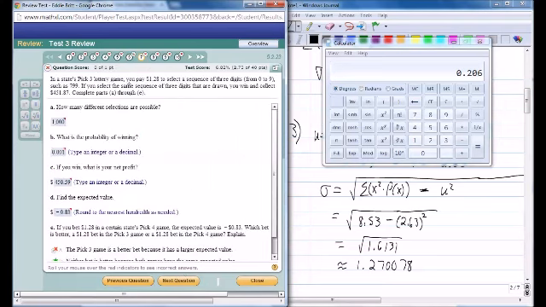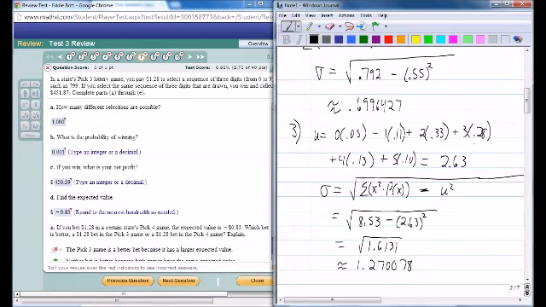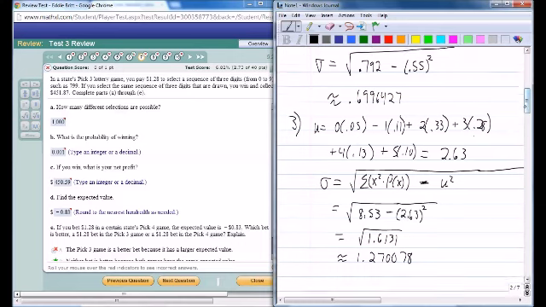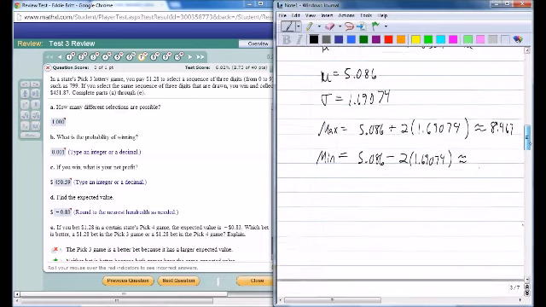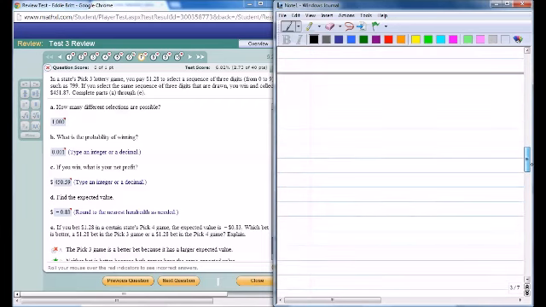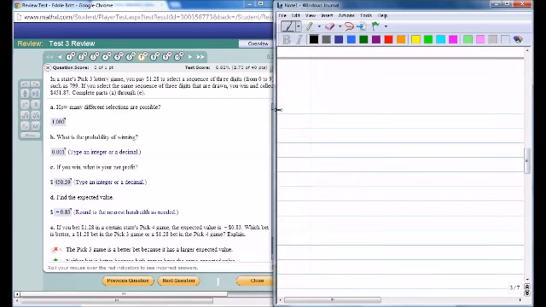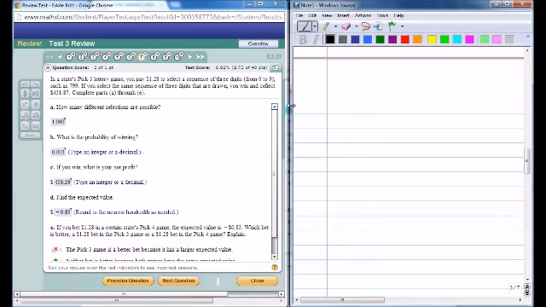Alright, this is an expected value problem. In the state's Pick 3 lottery game, you pay $1.28 to select a sequence of 3 digits from 0 to 9. So you have 10 choices for the first digit, 0 to 9. You have 10 choices for the second digit, 0 to 9. And you have 10 choices for the third digit, 0 to 9. So you have a grand total of 1,000 different choices.